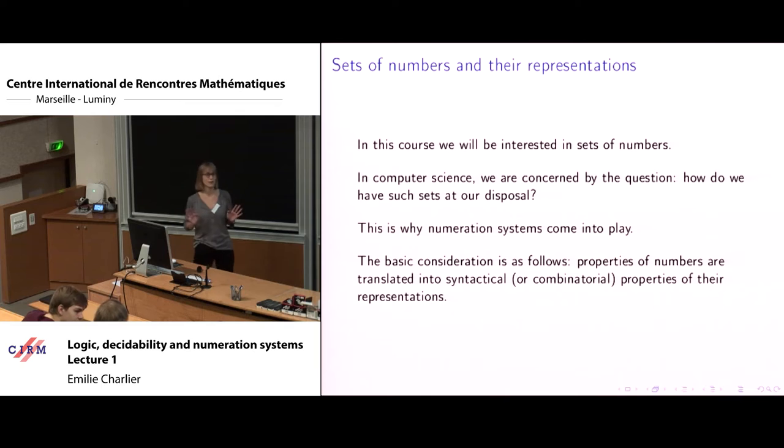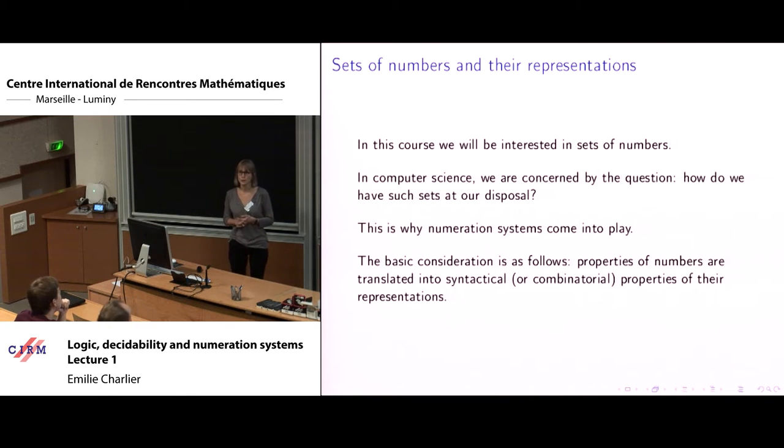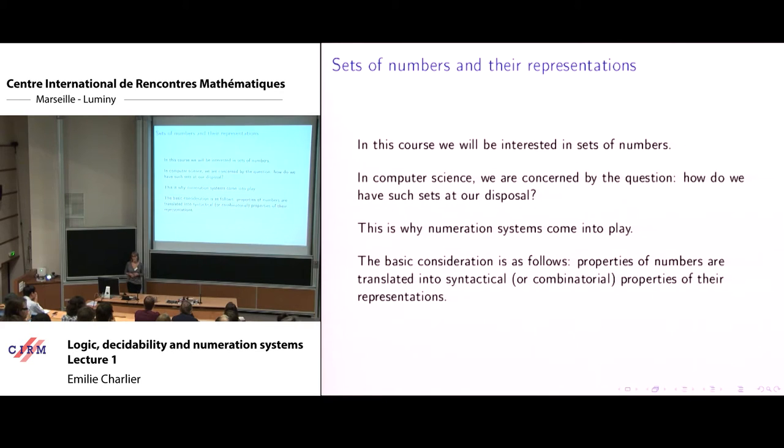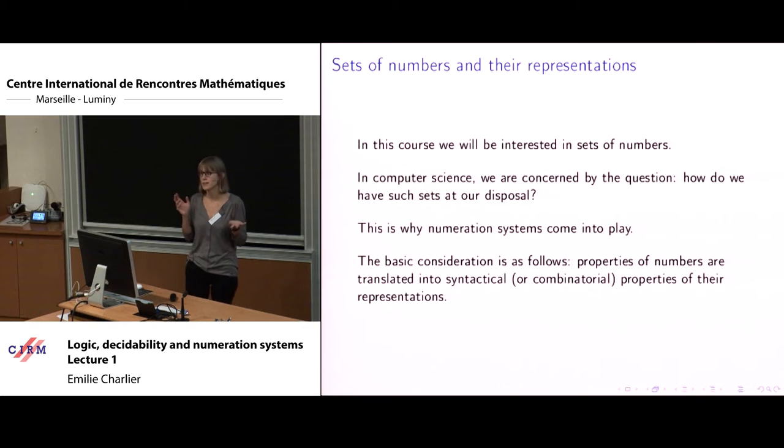So, just a very broad introduction to say what kind of question we are interested in. In this talk, we will be interested in sets of numbers. I'll start with sets of natural numbers, and then along the way, we'll move to real numbers as well. We are, in general, concerned with the question: how do we dispose of such sets? This is the role of numeration systems in general. You can represent your numbers in general by words. And so the very basic consideration is: how do you get properties of numbers, starting from lexicographic or combinatorial properties of the representations?